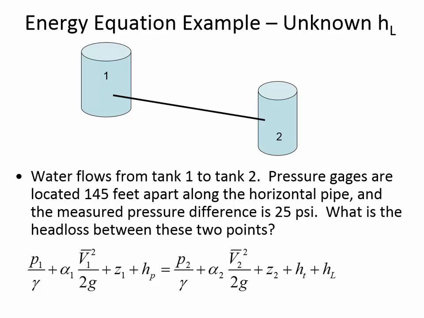Okay, so another problem. Water is flowing from 1 to 2 through a horizontal pipe. It doesn't look horizontal, but let's assume that it is because the picture is taken at an angle. So we've got a horizontal pipe, and we've measured a pressure difference, and I'd like you to use the energy equation to find out what's the head loss between the 2 points. So H sub L, solve for H sub L. And just to remind you, 1 square foot is 144 square inches.